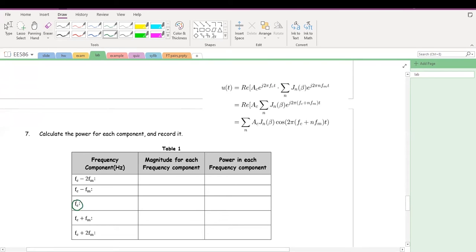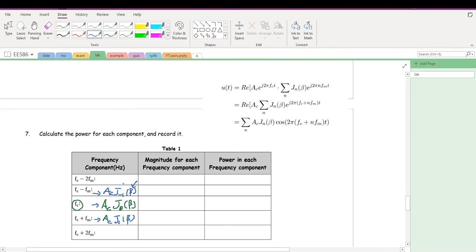Here we have this. The magnitude at Fc is supposed to be Ac J0 of beta. For frequency Fc plus Fm, the magnitude is supposed to be Ac J1 of beta. And for Fc minus Fm, the magnitude is supposed to be Ac J minus 1 of beta. So if we know the magnitudes here, using these values we can roughly figure out the value of beta.